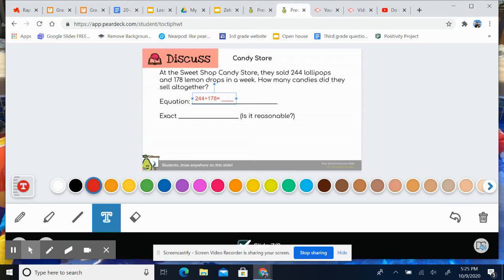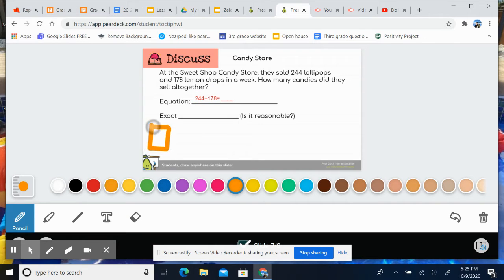2 is in the hundreds place, so I will draw 2 groups of 100. That represents 200, 100, 200. 4 is in the tens place, 10, 20, 30, 40. And 4 is in the ones place, 1, 2, 3, 4.